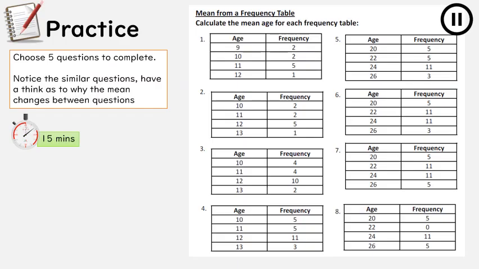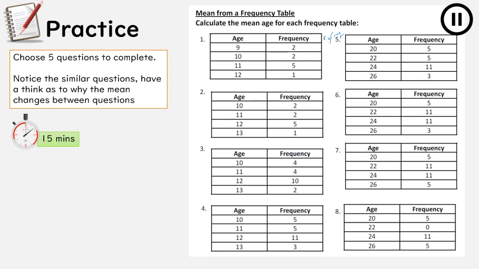So some practice questions here now. Remember, it was helpful to add that extra column on the end of our table, so x times by the frequency, so you could add that to the end. You're going to choose 5 of these questions to have a go at. So if you're feeling confident, go for the last 5. If you want a little easier, go for the first 5.